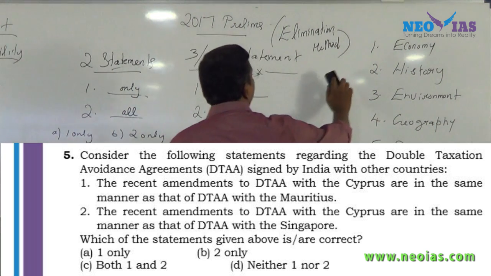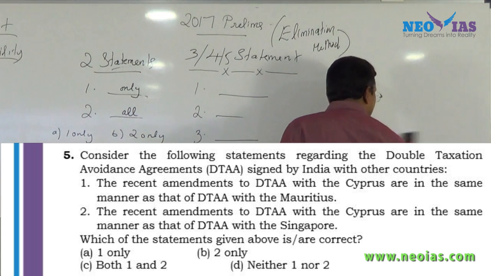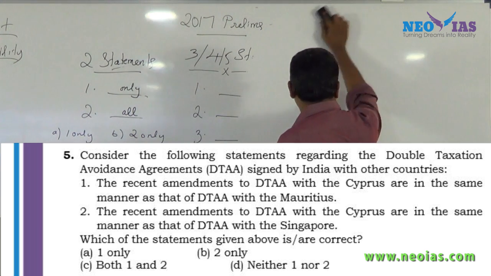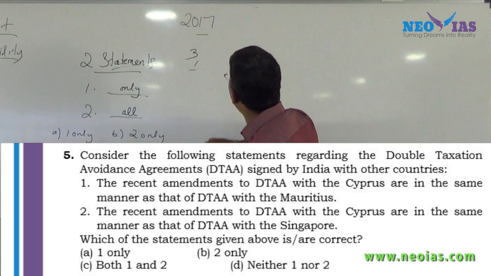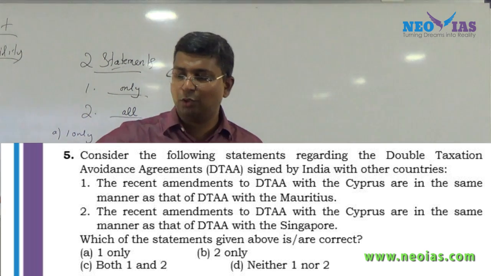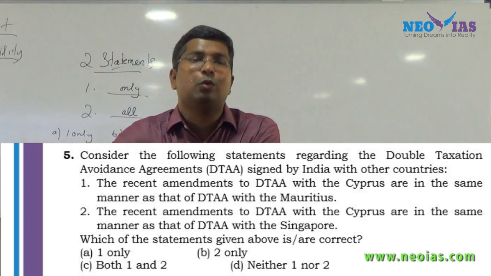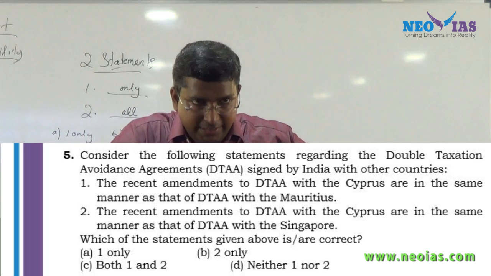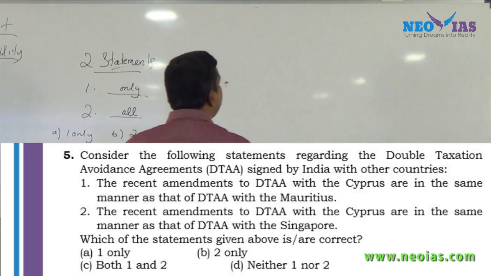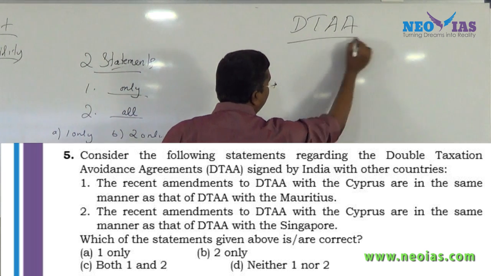Try to understand, which type of question is this? A two-statement question, finding any abnormality. Those who have read the material on DTAA and heard the video on the double taxation avoidance agreement, we will be taking it again. Try to understand that there is a high possibility you will get a question from the double taxation avoidance agreement.